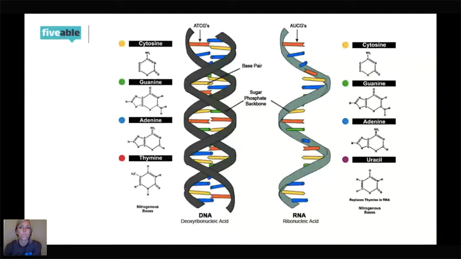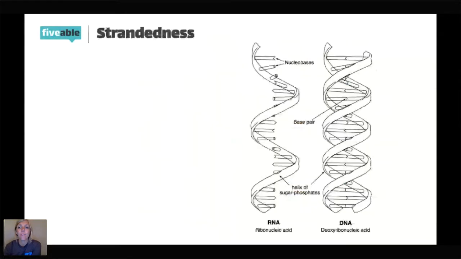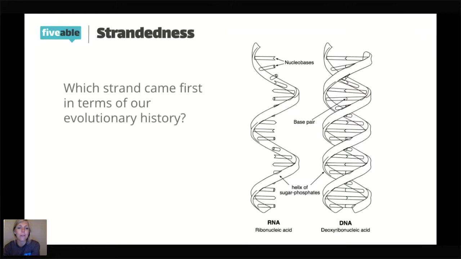Okay. Let's move to the next one. Strandedness. So Madeline said 2 strands versus 1 strand. Absolutely. That's the first thing that jumps out at everybody, that DNA has 2 strands, RNA has 1. But here's something interesting that I have a feeling is going to come up on the AP exam, where they're going to explain maybe some data about why DNA and RNA even exist in the first place.